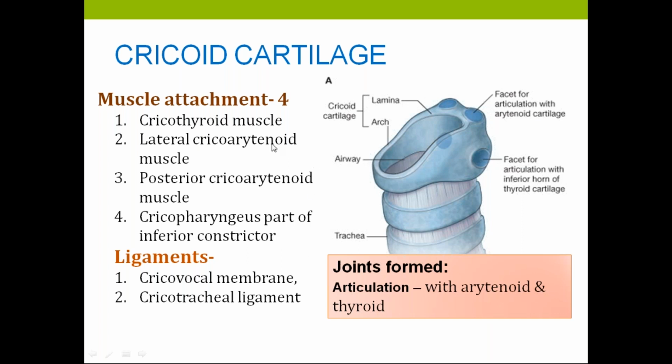It articulates with two bones. In the lateral side, it has an articulating facet which articulates with the inferior horn of the thyroid cartilage to form the cricothyroid joint. And in the upper part, you can see two facets here which articulate with the arytenoid cartilage, that is the base of the arytenoid cartilage, to form the cricoarytenoid joint. Okay. So I think that's all. We'll go on to the next thing.